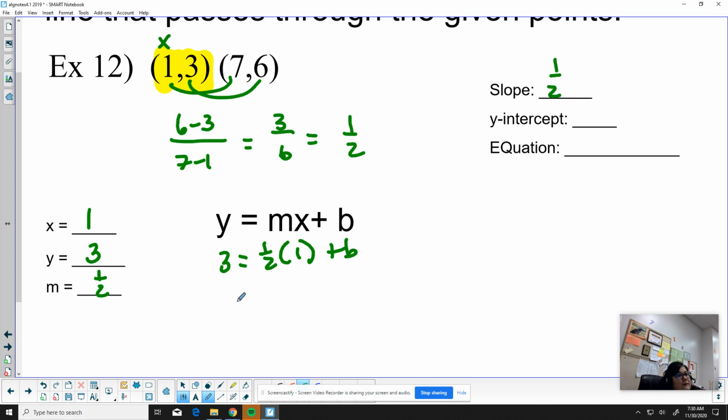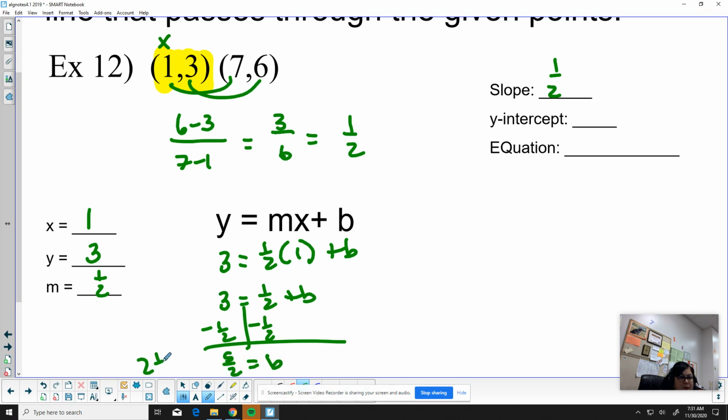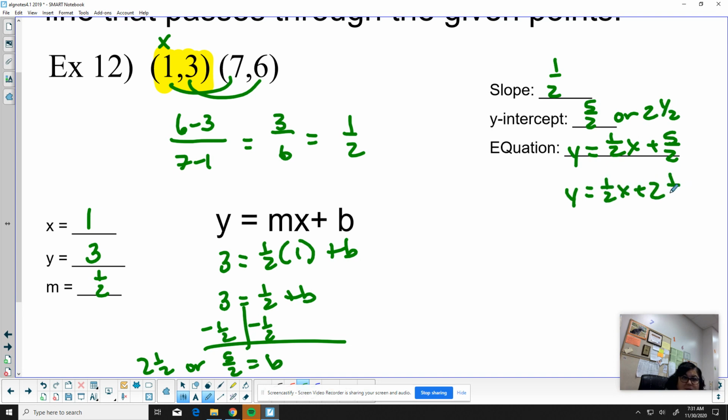So 3 equals 1/2 plus b, and then I'm subtracting 1/2, which if we put this into Desmos will give us 5/2, or 2.5, if you did it in your head. So my y-intercept is 5/2, or 2.5. So y equals 1/2 x plus 5/2, or if you wrote it as 2.5, y equals 1/2 x plus 2 1/2.